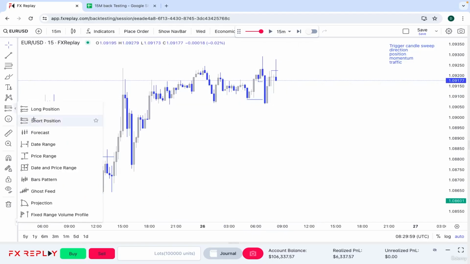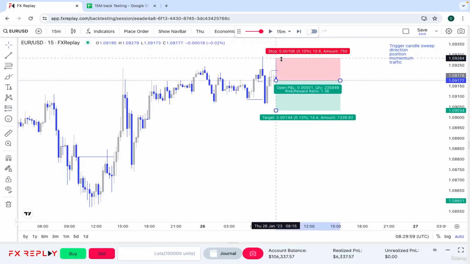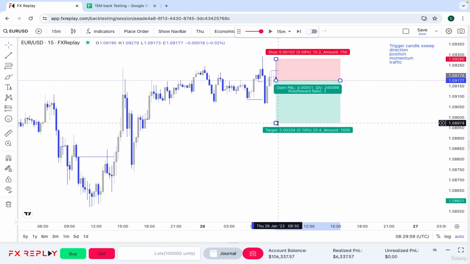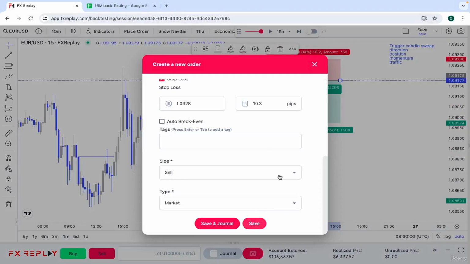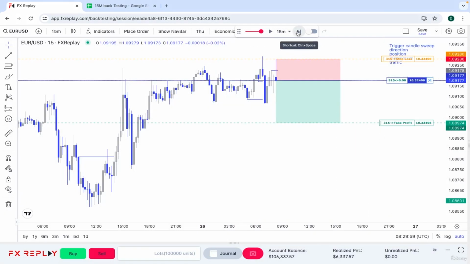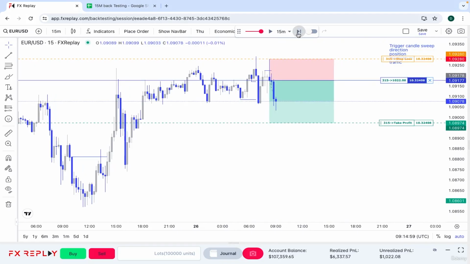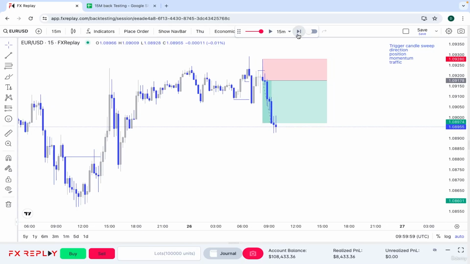So I'm going to place the trade. Go there, and 2%, place order, save. Okay. There we go, TP. So that's 8.4%. We've got a few days left. Let's fly through those.